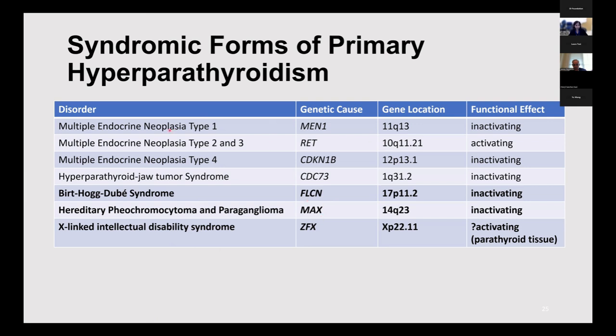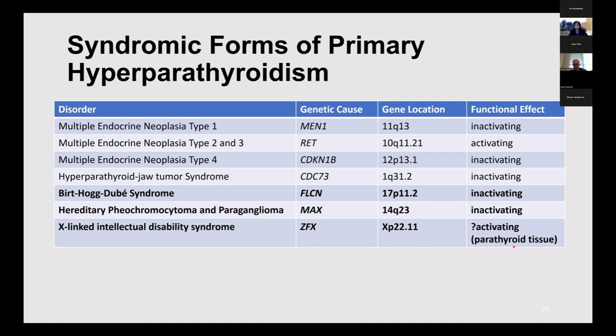I want to point out here that multiple endocrine neoplasia type 1 is the most common syndromic form of primary hyperparathyroidism. These are the list of genes, and what I would like to point out here is that most of the genes that cause these syndromic forms appear to do so by loss of function. The only oncogene mentioned here is the RET gene, where these variants are gain of function mutations.